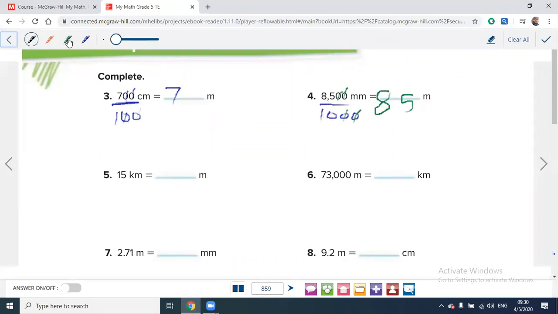8.5, as you see. Now it was centimeter, now it is meter. 8.5 meter. How did it become 8.5? When you divide 85 by 10 it equals 8.5. Just place the decimal point. 85 divided by 10 equals 8.5.